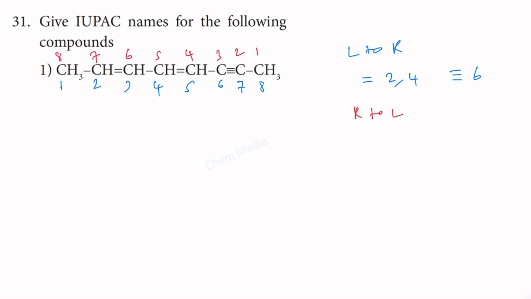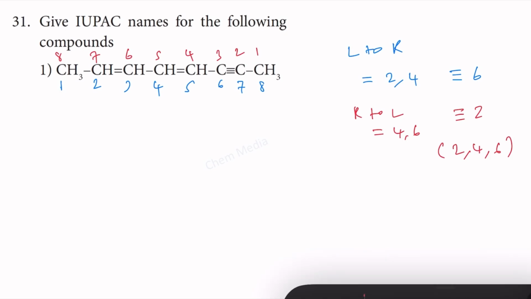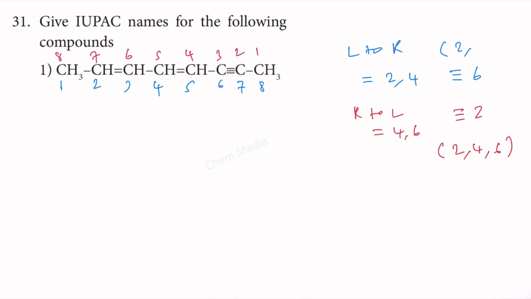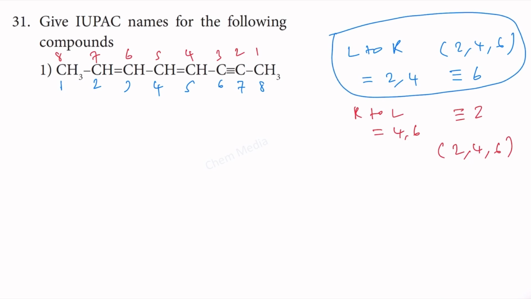Now the triple bond is at 2 position and the double bonds are at 4 and 6 position. This also gives 2, 4, 6 as a set, and the other numbering scheme also gives 2, 4, 6 as a set. Therefore, we have a tie. Whenever we have a tie, we need to give preference to the double bond, and therefore, we should choose this as our correct numbering scheme. Therefore, the correct IUPAC name for this molecule is octa.